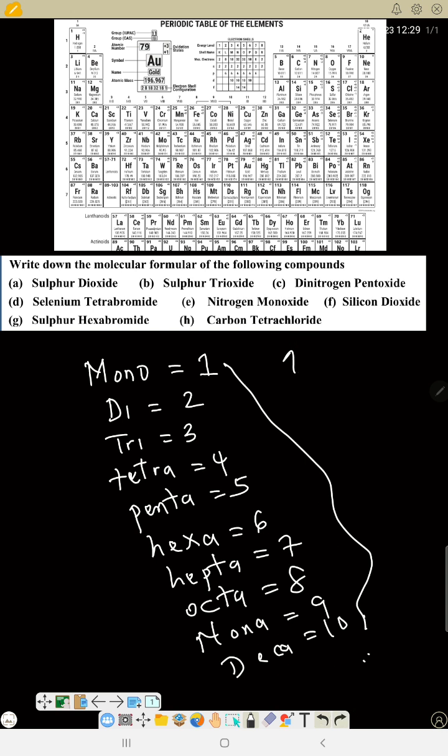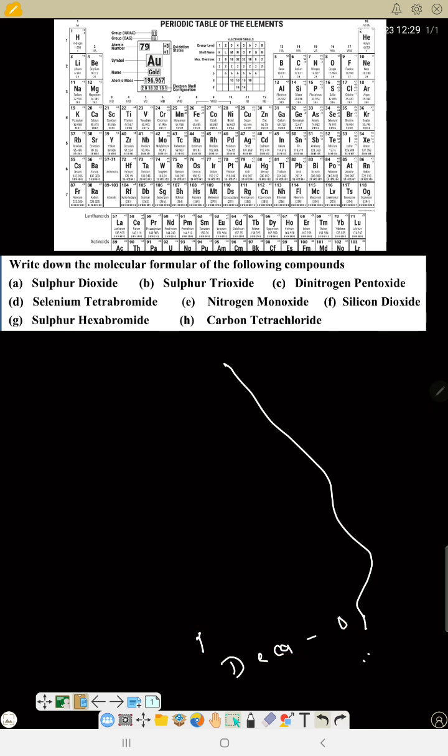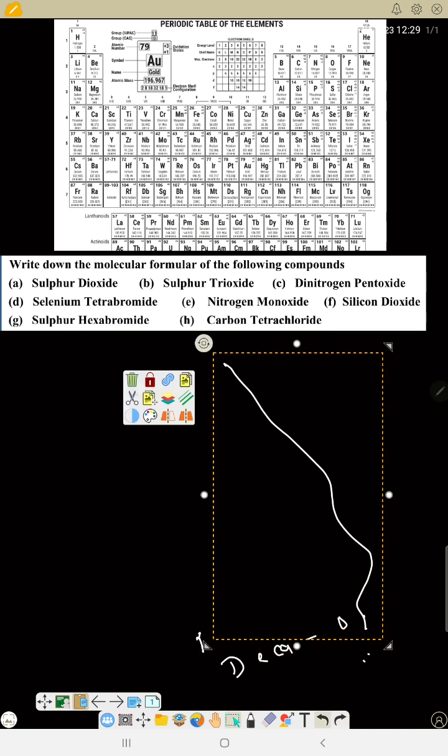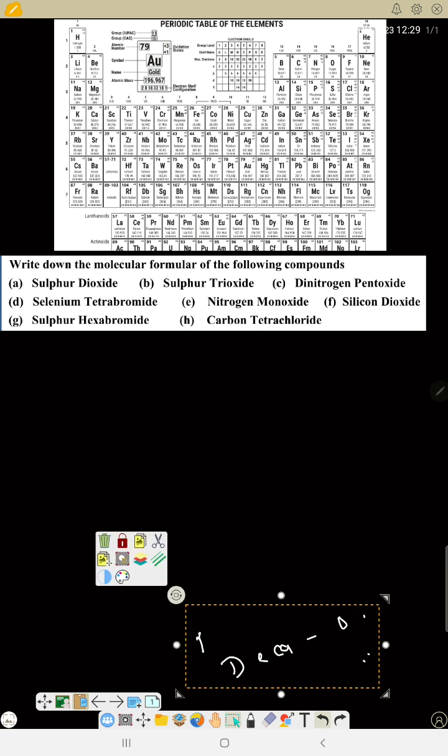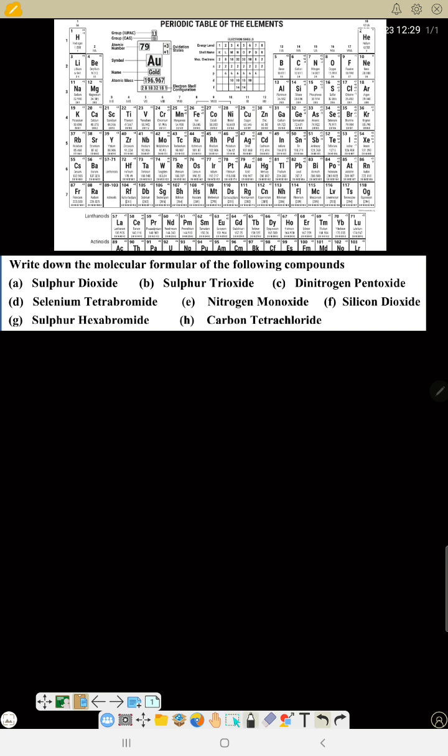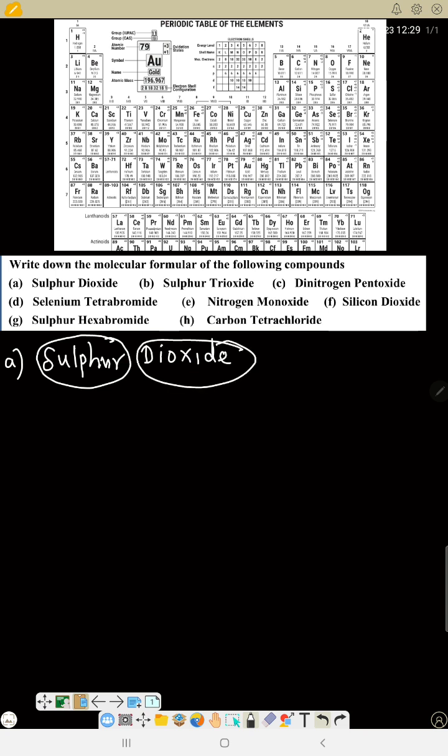So now let's apply this in our naming. See the first one, sulfur dioxide. Anytime you say di, tri like this, know that it involves non-metal and non-metal. So if I want to name non-metal and non-metal, I don't need anything here. I only need the di or tri stuff. So now, sulfur dioxide. What does this mean? It means 1 sulfur, 2 oxygen. Di, that is 2.